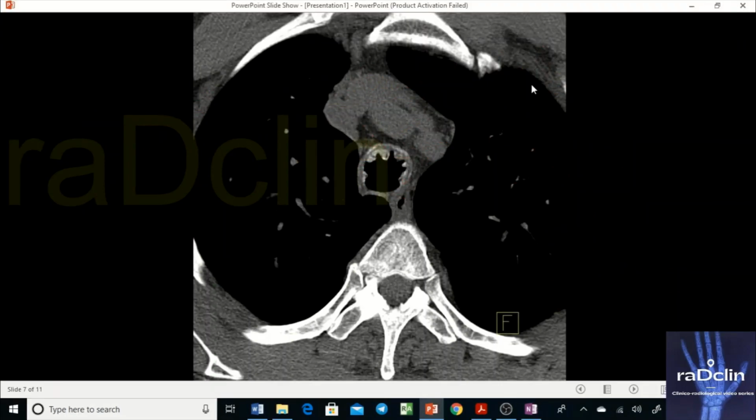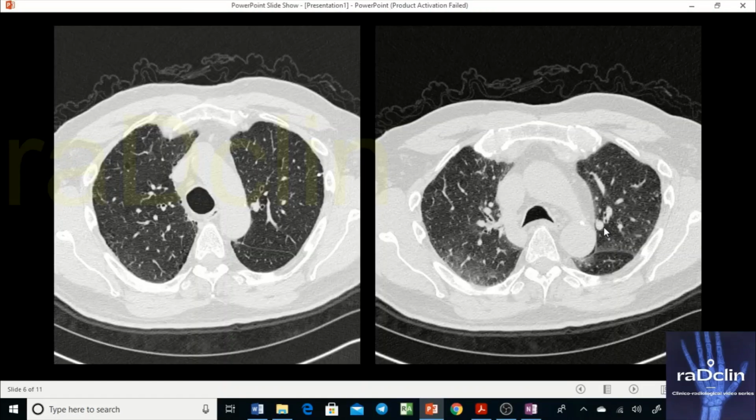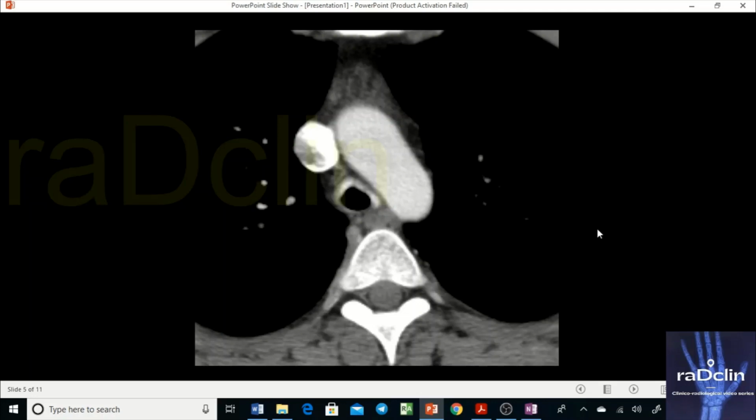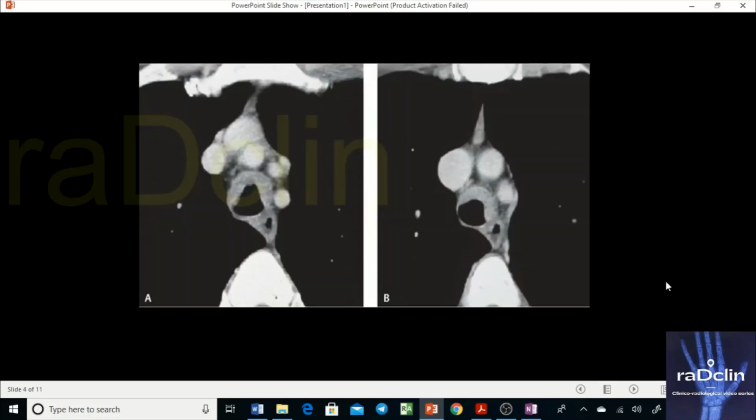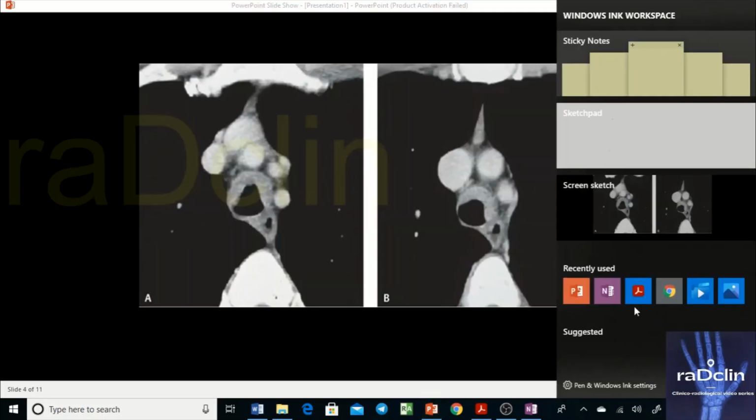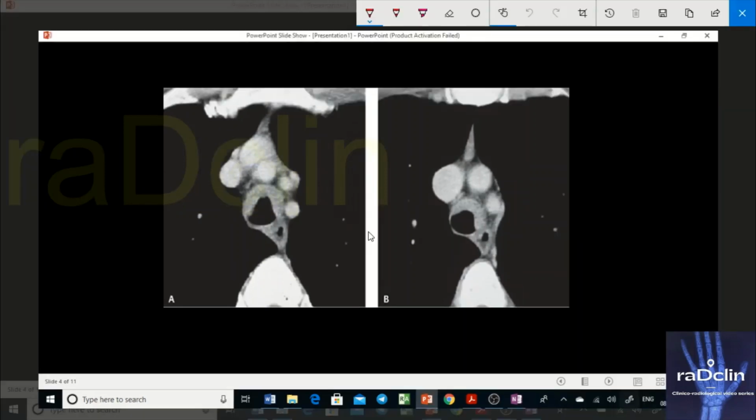So we discussed Wegener's, we discussed this disease, we discussed relapsing polychondritis. One disease is left, and that is amyloidosis, which can also involve the trachea. Okay, so this particular disease is amyloidosis. Now, it would be a little bit difficult.